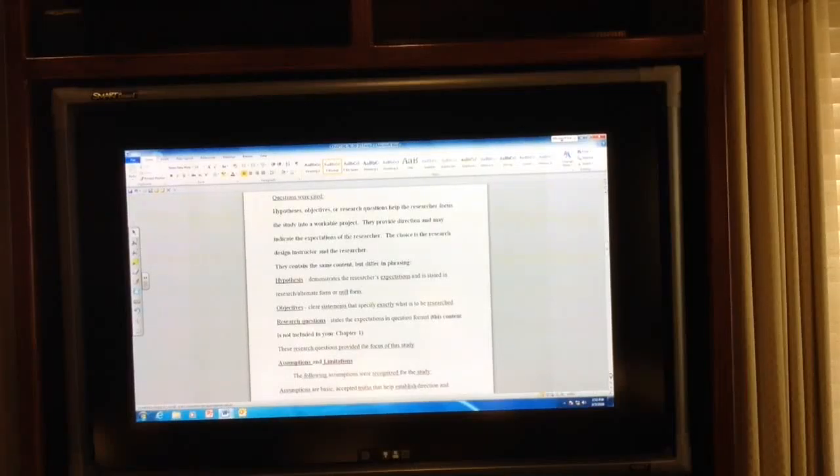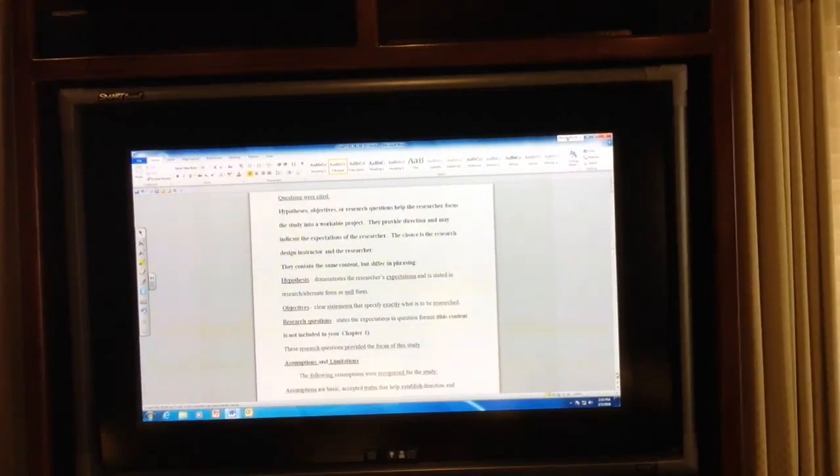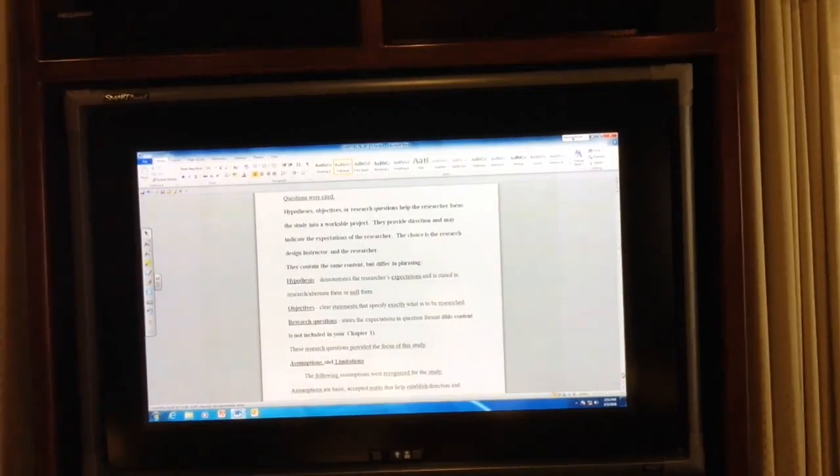But it is a statement as opposed to a question. Finally, the research question states the expectation in question format. We will spend a reasonable amount of time working on your problem statement, and it will more than likely go through several edits before we have it to the point that we are really satisfied with it.